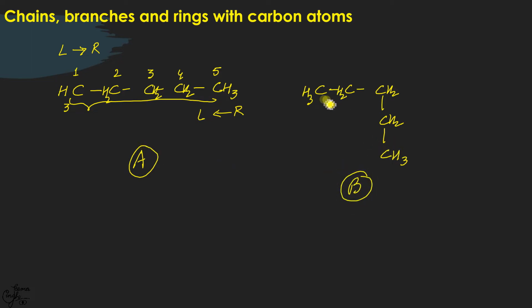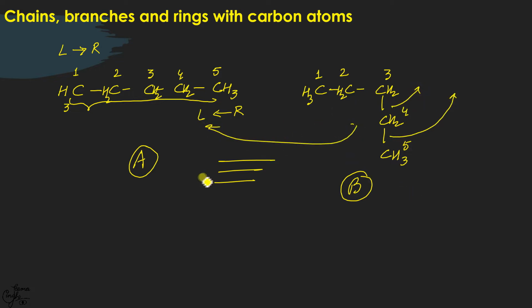At one go students say no, this B is branched. No, my dear student. Chain means continuous carbon chain. See, you start walking, start numbering them. 1, 2, 3, 4, 5. A and B are similar compounds. It's just a bend over here. I can just pull it straight here. I'll get something similar to this. So both A and B are the same compound.